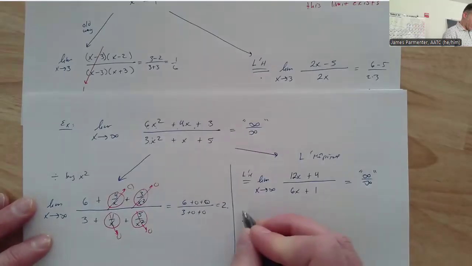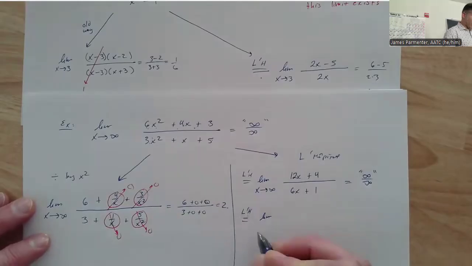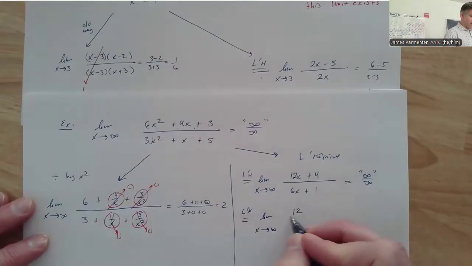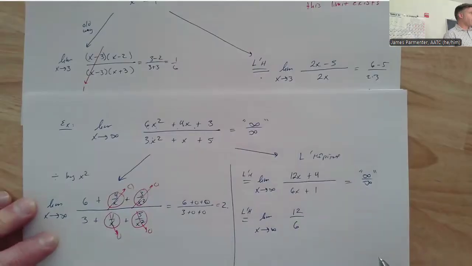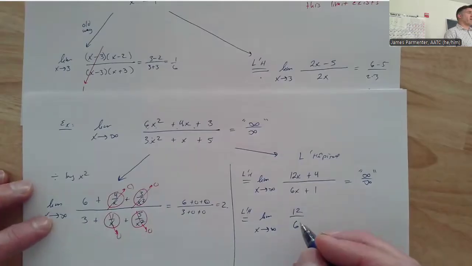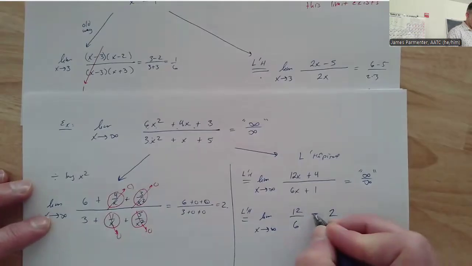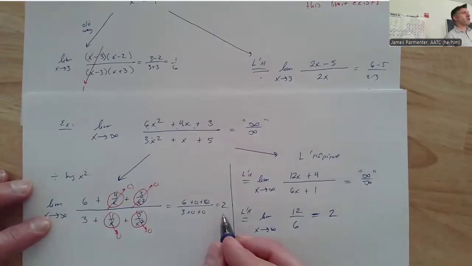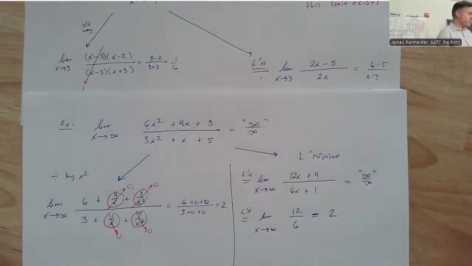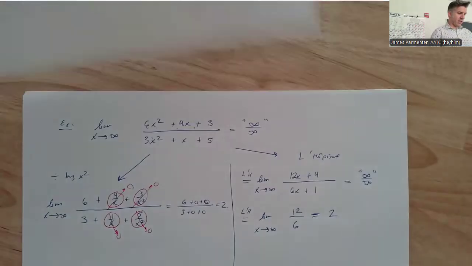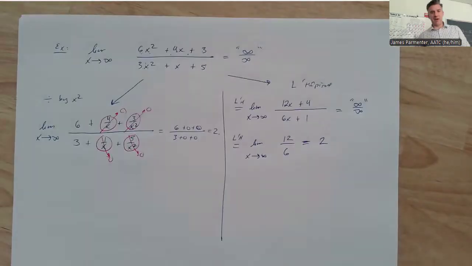So using L'Hopital's rule another time, I still have the limit as x goes to infinity. The derivative of the top is 12. The derivative of the bottom is 6. 12 divided by 6 is 2, and the limit of a constant is just that constant, so we get 2. The same answer we got over here. Great. That's what we expected. So we definitely can see that for some examples we already knew about, L'Hopital's rule definitely works. Let's talk about some examples where you can't do it a different way typically.